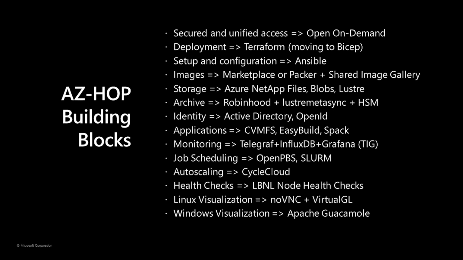At the moment, we're currently supporting the OpenPBS and Slurm schedulers, and then CycleCloud does the orchestration and auto-scaling. And we've actually integrated the CycleCloud UI into Open OnDemand, so you can see what's going on in Azure in the back end.